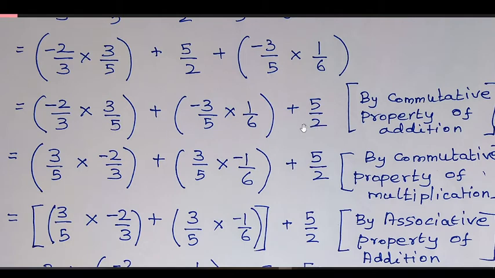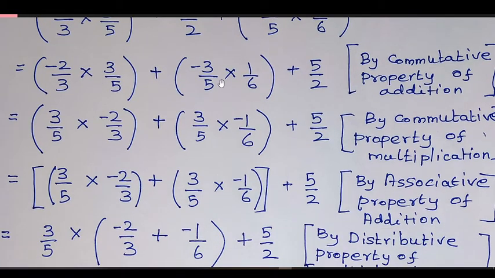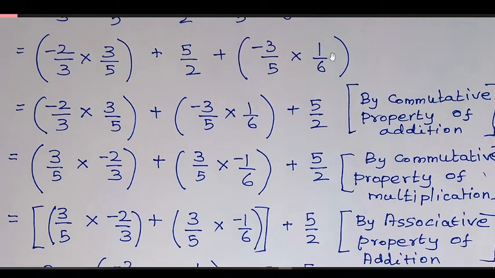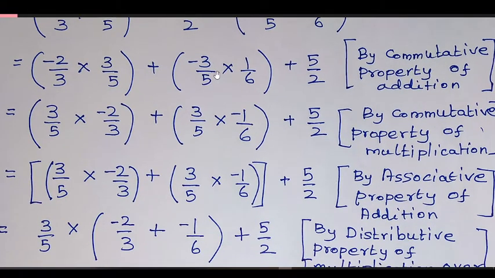In this order you can see that the first term as well as the third term, the second term has the common multiplier 3 by 5. My idea is to take the common multiplier, that's why I brought the third term to second. Now, here it is 3 by 5 into, and here 3 by 5 is with the minus, but it is 3 by 5 into 1 by 6. So I want to make it in the same order with the same sign. How can I do that?